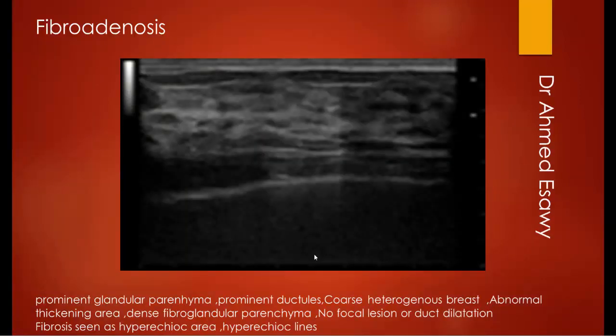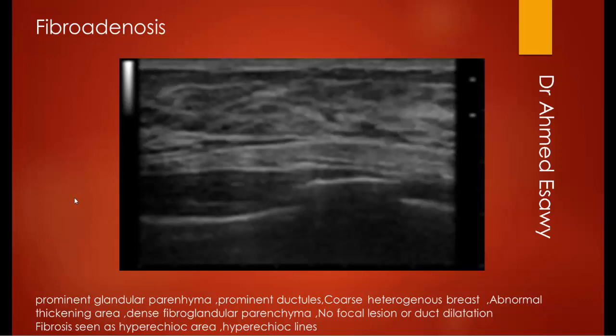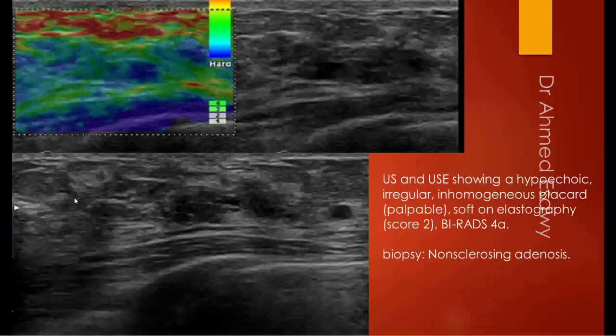Fibroadenosis presents coarse, heterogeneous, dense fibroglandular parenchyma, no mass, no ductal dilatation, abnormal thickening, fibrosis seen as hyperechoic area, hyperechoic lines. This is another case, ultrasound of fibroadenosis: coarse, heterogeneous, dense fibroglandular parenchyma, no mass, no ductal dilatation, fibrosis seen as hyperechoic area, hyperechoic lines. This is ultrasound and ultrasound elastography showing a hypoechoic irregular inhomogeneous placard, palpable, lumpy, soft in elastography, score 2, BI-RADS 4A, proved to be non-sclerosing adenosis.